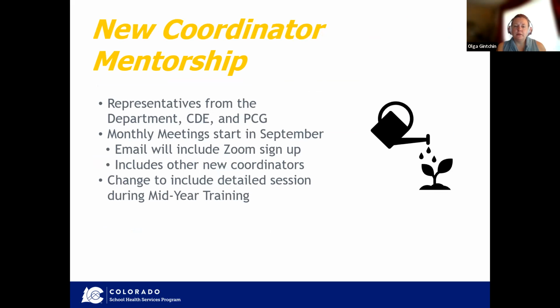Moving on to new coordinator mentorship, I will be sending out a sign up, might be later today, to all the new coordinators that have come on within the last few weeks and get them signed up for our monthly mentorship meetings. On those monthly mentorship meetings, like I mentioned, we have a stakeholder representative that attends each of those meetings. We also have myself from the department. Omar usually attends from CDE. And from PCG, we have someone who represents both the annual and the quarterly side. Like I said, those will start in September. I'll email you all out a sign up.